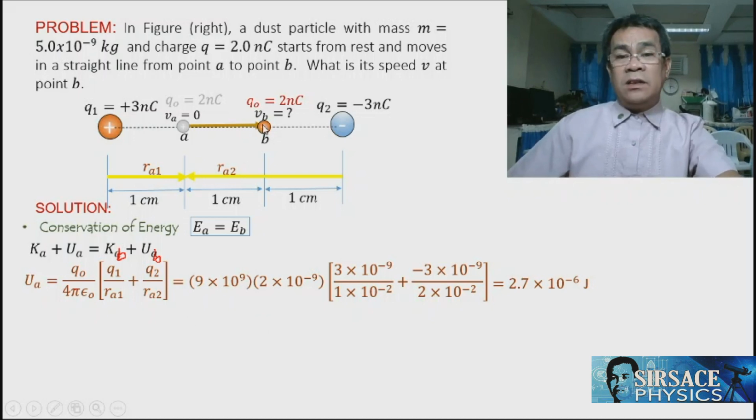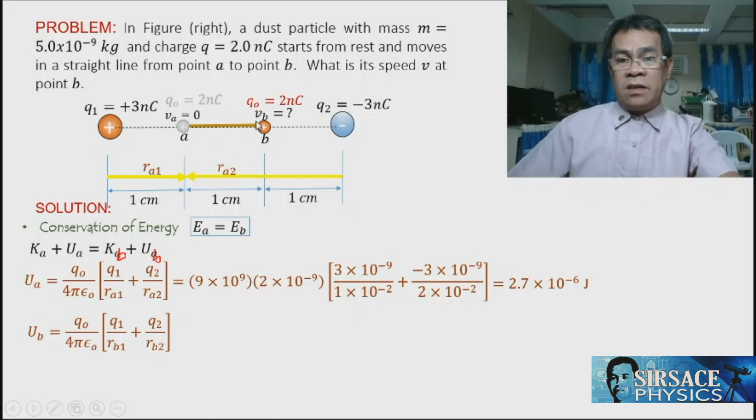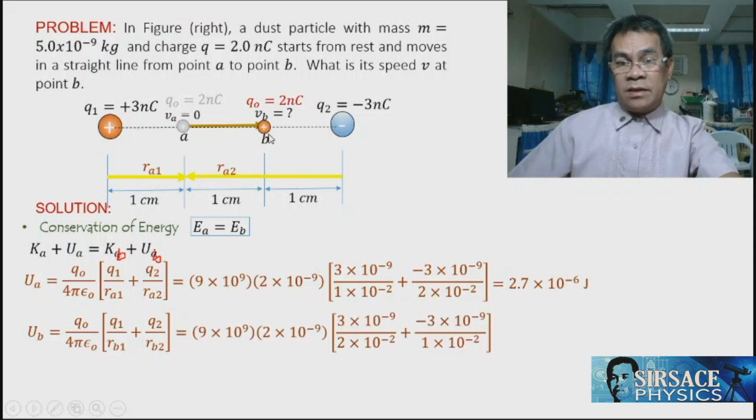Now, the energy in the final should be, again, another multiple charge. It should be the energy due to charge 1 added by the energy due to charge 2. So therefore, use the same formula, Q naught over 4 pi permittivity, and this is charge 1, okay? So we need what? We need distance. What is the distance of charge 1 away from point B? Okay? It should be this one. And this is 2 centimeters, while the charge 2 is only 1 centimeter.